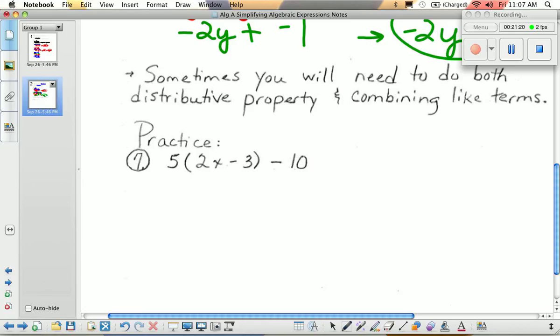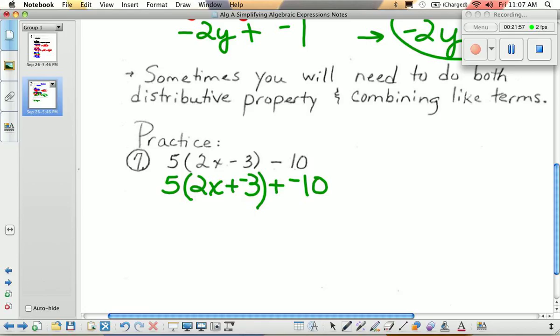So let's first change it to add the opposite. So 5 times the quantity 2x plus a negative 3. So that subtraction got changed. Now we're going to change this subtraction. Instead of minus 10, it's going to be plus negative 10. Now, don't start looking to combine any like terms yet. You always have to do distributive property before you do like terms, okay? Distributive property comes first. That's why it was on the front side.